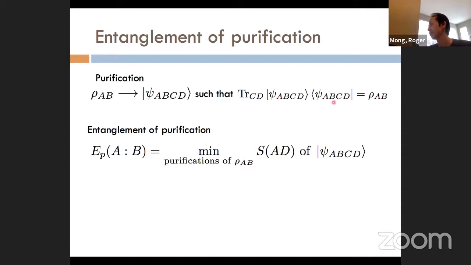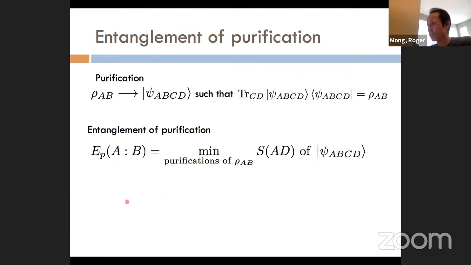I've written it kind of like, if you want to purify a system on AB with, say, CD, then this is what you get. The entanglement of purification is basically done by looking at all possible purifications of AB and asking which one of those has the minimum entanglement.